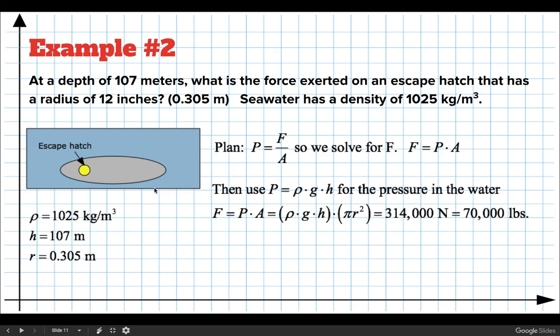So the reason the sailors couldn't open the escape hatch is because there was 70,000 pounds of force exerted on that circular hatch, keeping it closed, and there's no way humans could exert that much force to open it. So that's how we can use hydrostatic pressure. Anytime you're submerged in a fluid, there's a pressure on you, and the pressure on you depends on the depth of the fluid, the density of the fluid, and the gravitational constant. It does not depend on the shape of the container. Okay, you've got some problems to solve there.